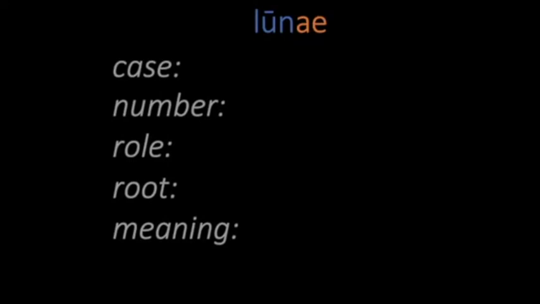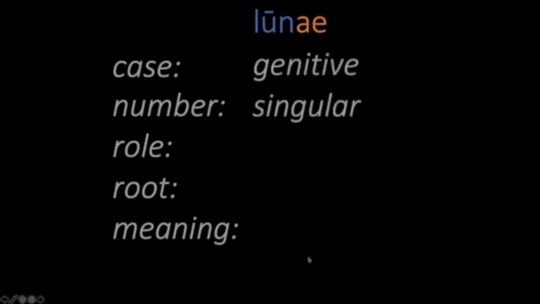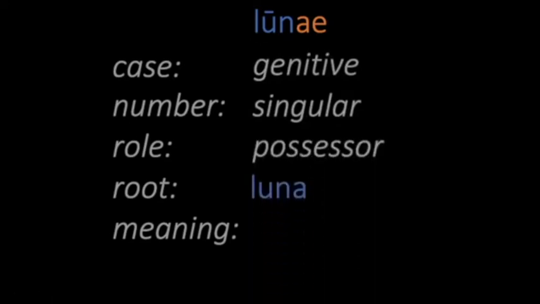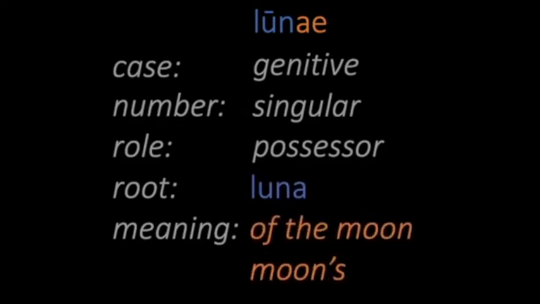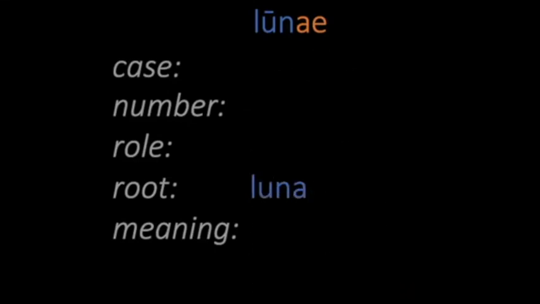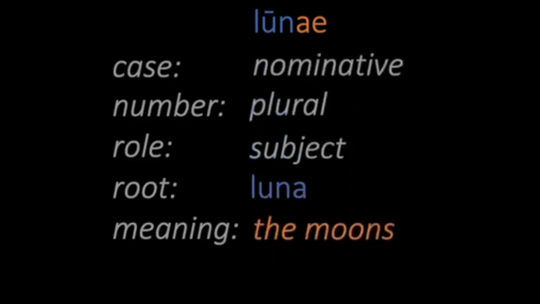Next word, lunae. Ae is the genitive singular ending. Thus the role of this word is possessor. The root luna means moon, so the meaning here is of the moon, or moons. Of course, we learned in the last lesson that ae could also be the ending for the nominative plural subject, which would make this mean the moons. Which interpretation is appropriate depends on the context.